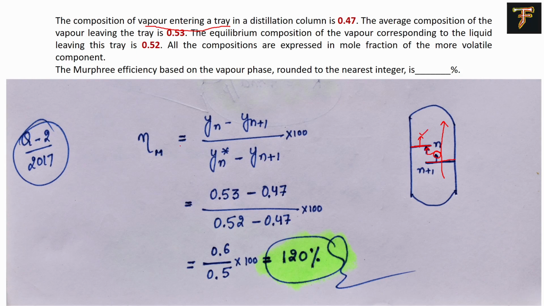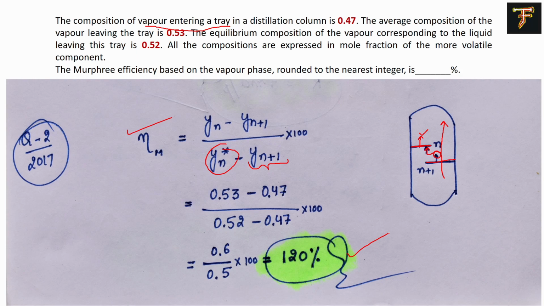On that basis, the Murphy efficiency is yn minus yn plus 1 upon yn star, that is the equilibrium composition, minus yn plus 1, the composition of the vapors that are about to enter the plate. If you solve it, we will find that it is 120%. So this is the Murphy efficiency, that is the efficiency of one specific plate in the distillation column.